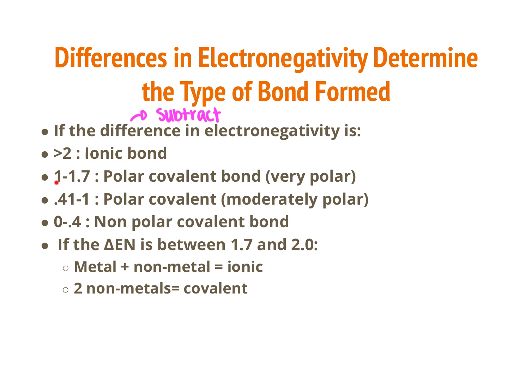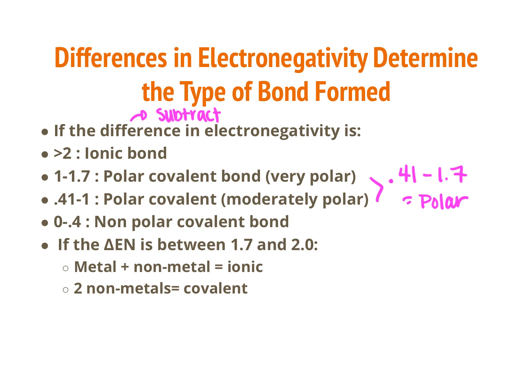If the difference in electronegativity falls between 1 and 1.7, it'll be a polar covalent bond, and this one's really polar. If you get a value of 0.41 to 1, it's a polar covalent bond, but just moderately polar. However, you can combine these, so really, anywhere from 0.41 to 1.7 is just going to be polar. And finally, if your value is between 0 and 0.4, it's going to make a non-polar covalent bond. So make sure you have this scale written down in your notes.